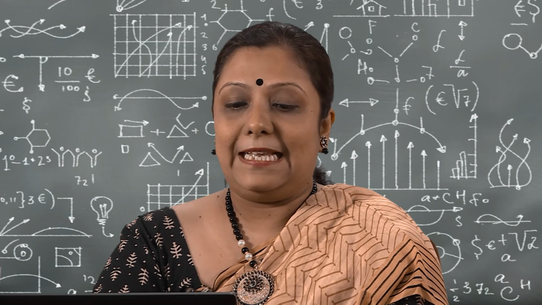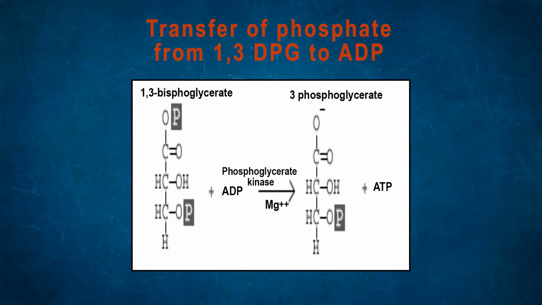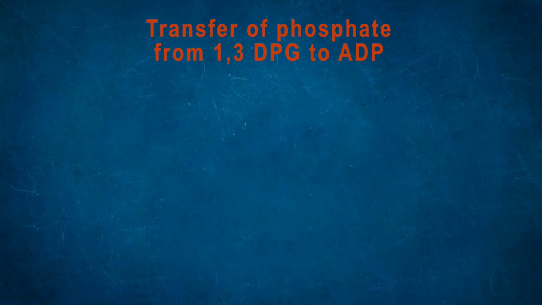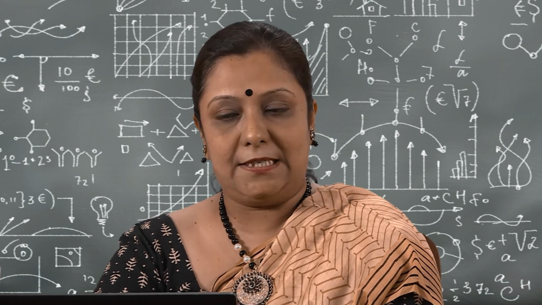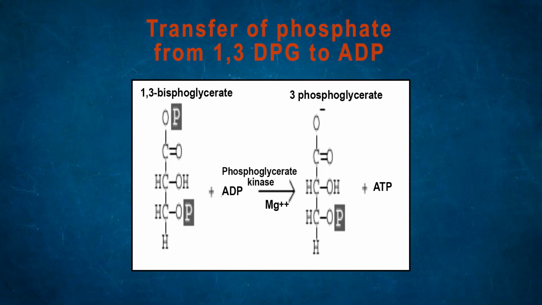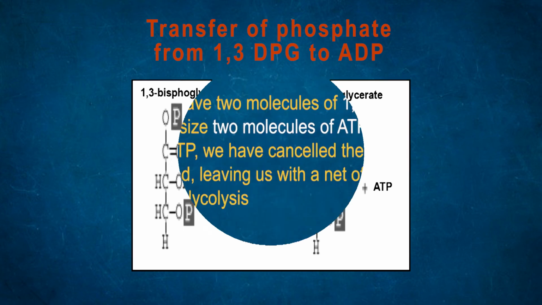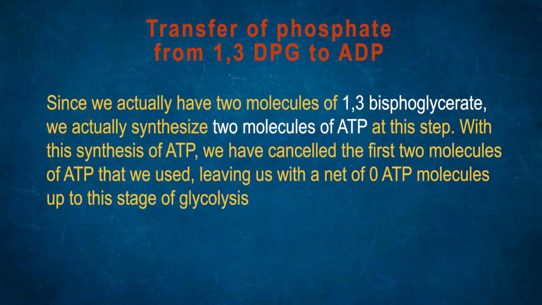Next, step 7, that is transfer of phosphate from 1,3-bisphosphoglycerate to ADP. 1,3-bisphosphoglycerate donates one of its phosphate groups to ADP, making a molecule of ATP and turning into 3-phosphoglycerate in the process. Phosphoglycerate kinase transfers this phosphate group from 1,3-bisphosphoglycerate to ADP to form ATP and 3-phosphoglycerate. It is the first molecule of ATP. Since we actually have 2 molecules of 1,3-bisphosphoglycerate, we synthesize 2 molecules of ATP at this step.